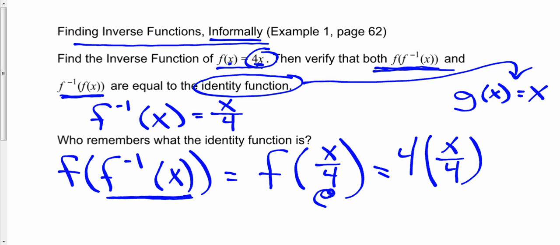Alright? Well now, can I simplify this? Simplify. 4 times x over 4. What happens? Boom, boom. 4's go away. And I'm left with x, which is the identity function, yes?